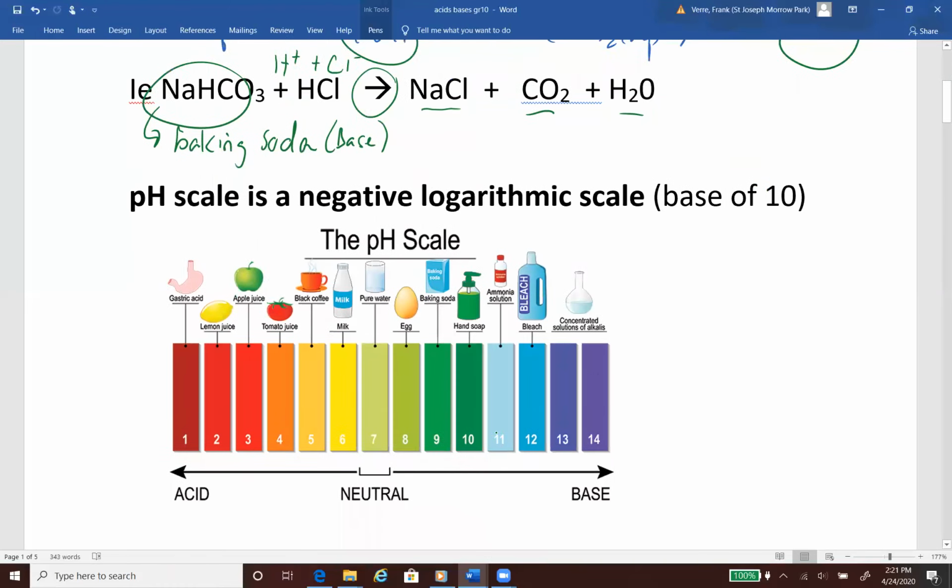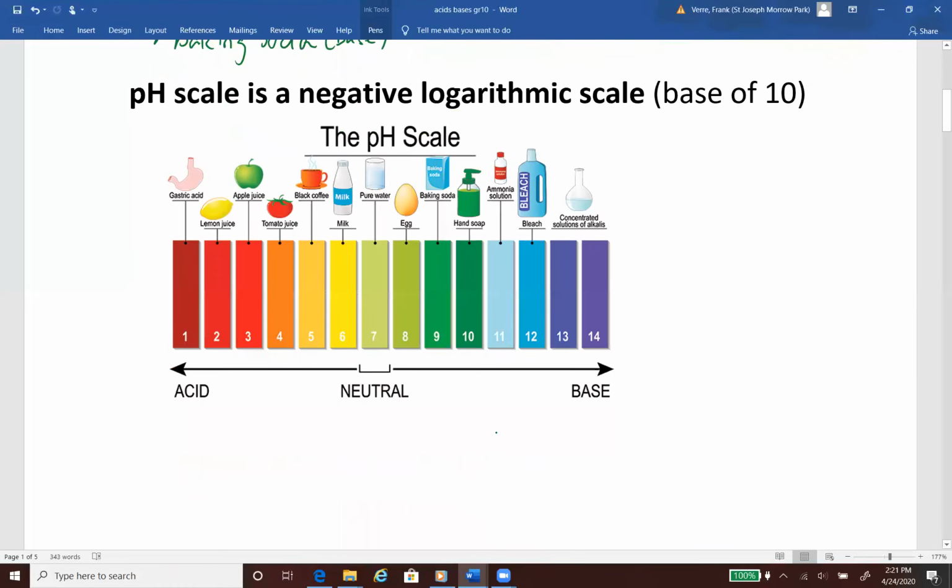There is a really important scale that allows us to classify these things. That's the pH scale. Normally you see a scale from 1 to 14, but it can actually go below 1.